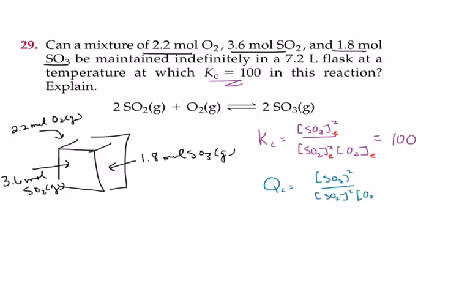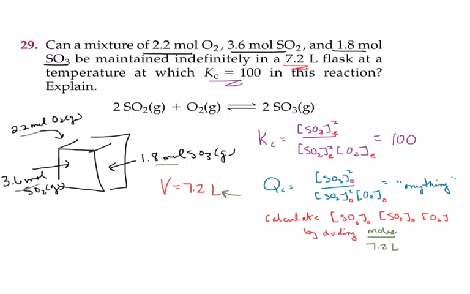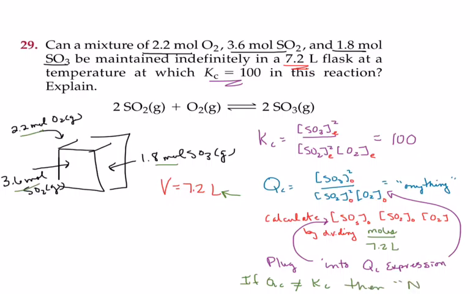And then the whole idea of a reaction quotient is it looks mathematically the same, but it can be taken outside of equilibrium. So I put my little zeros there for the initial, because I bet it's not going to be at equilibrium. It's either going to have to form products or go back to form reactants. My hint was to take the moles in the box and divide them by the volume to get molarity. Then plug into your reaction quotient expression and compare that to 100. If it's not equal, then it's not at equilibrium, which I bet is the case.